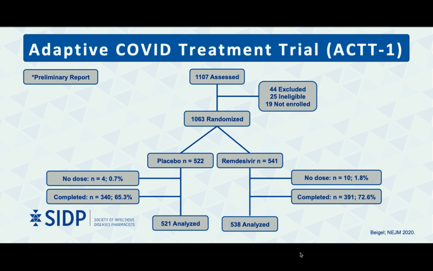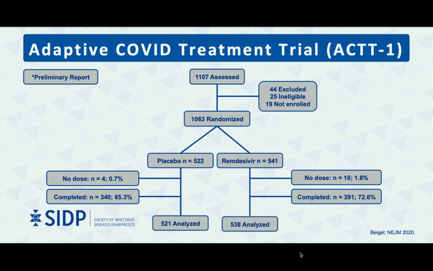In this first phase, the adaptive trial was structured to compare 10 days of remdesivir to placebo for COVID-19 of varying degrees of severity. 1,107 patients were assessed for eligibility. Of these, 44 were excluded, leaving 1,063 for the final patient randomization pool. Patients were randomized in a 1-to-1 fashion to remdesivir or placebo.